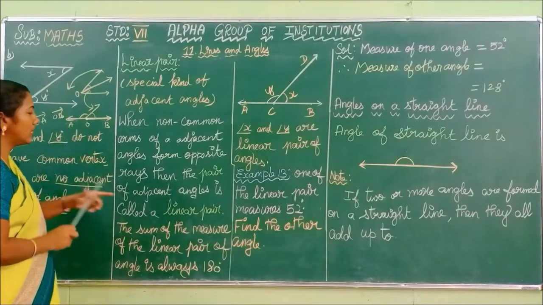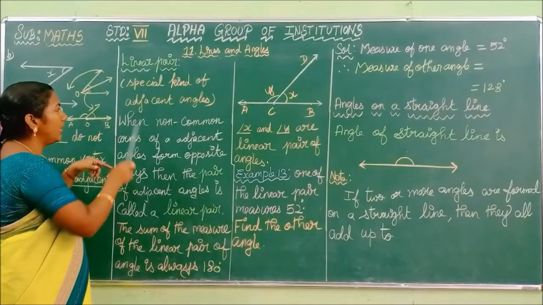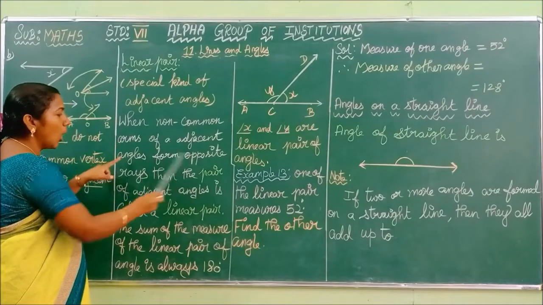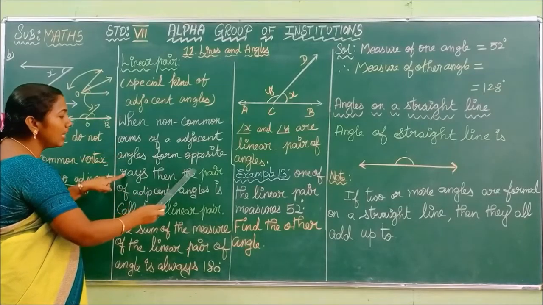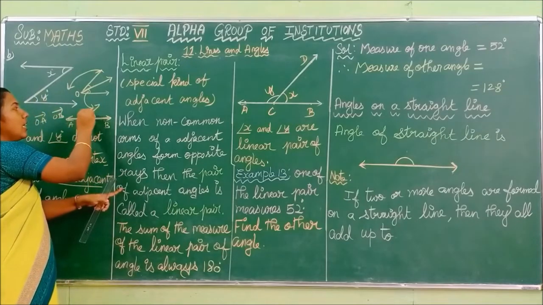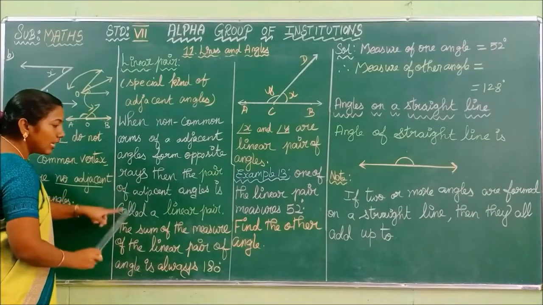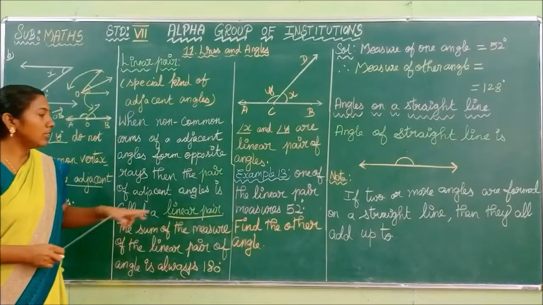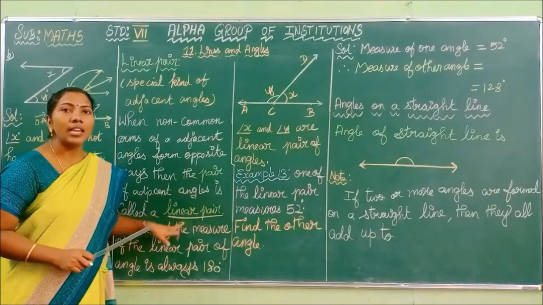Okay. So, we can say, see here, once again I am reading. When non-common arms of adjacent angles form opposite rays, then the pair of adjacent angles, what are the pair of adjacent angles? These are the pair of adjacent angles. It is called a linear pair. Do you understand, children? Then the two angles are said to be a linear pair.